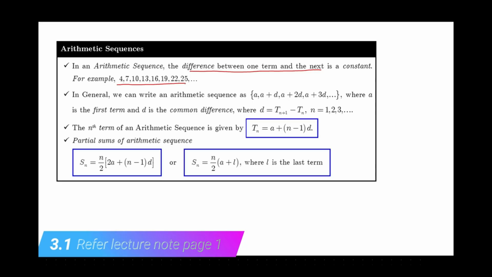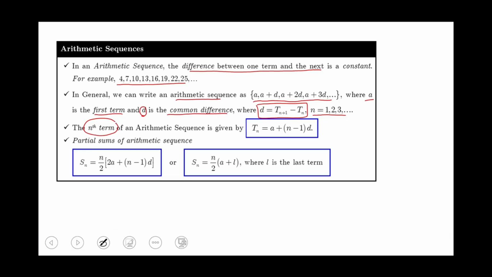So generally, we can write an AS as A, A plus D, A plus 2D, and so on, with A as our first term and D as a common difference. We can get D by using Tn plus 1 minus Tn. And note that n is always a positive integer. The nth term of an AS is given by Tn equals A plus (n minus 1)D. And we have two formulas for the partial sums of AS as follows.